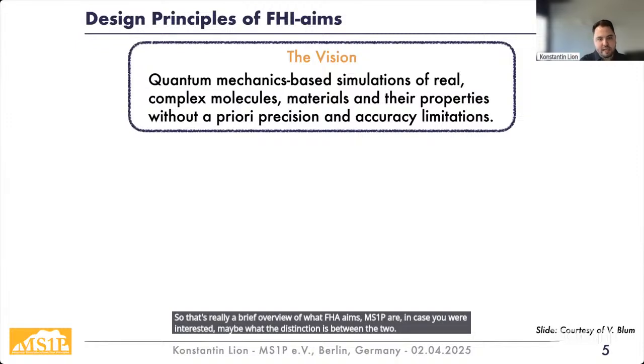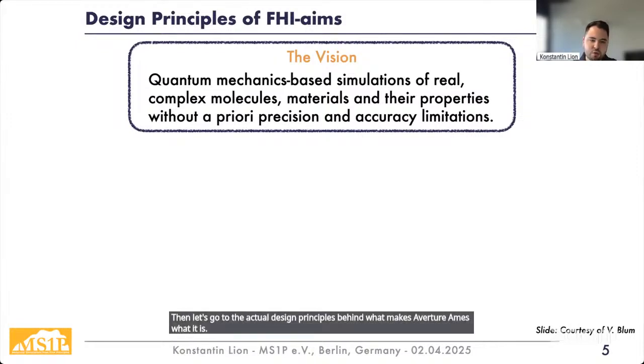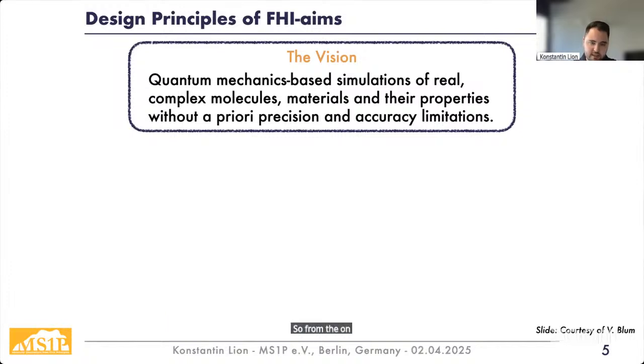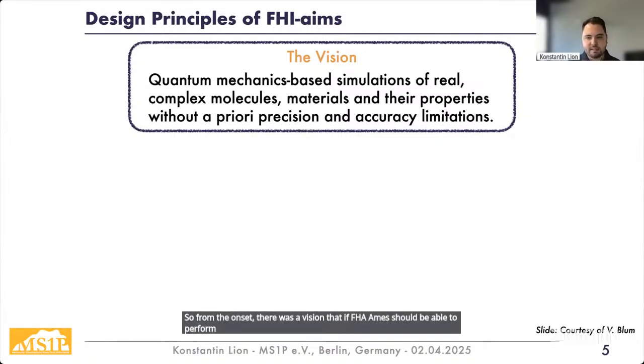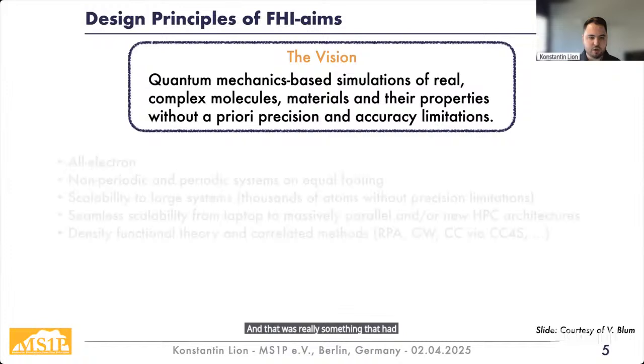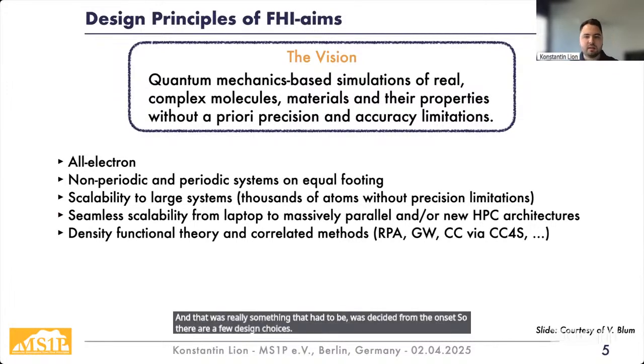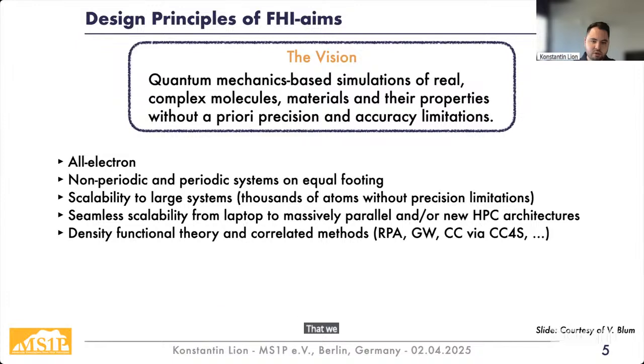Then let's go to the actual design principles behind what makes FHI-aims what it is. From the onset, there was a vision that FHI-aims should be able to perform quantum mechanics-based simulations of real molecules and materials and their properties without a priori precision and accuracy limitations. That was decided from the onset. So there were a few design choices that were decided on to fulfill this vision.